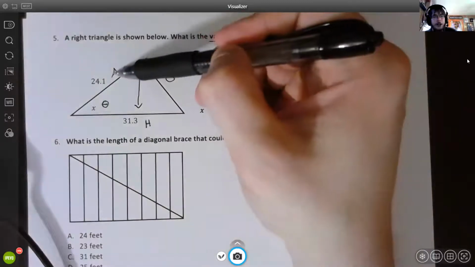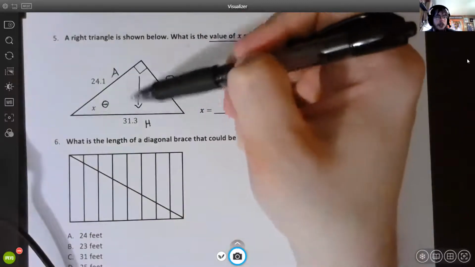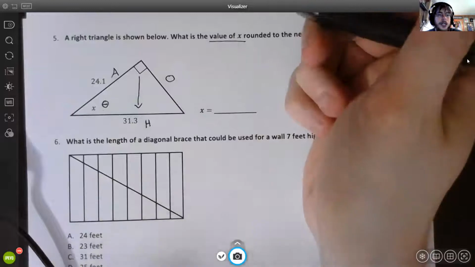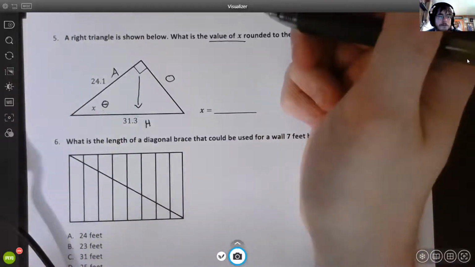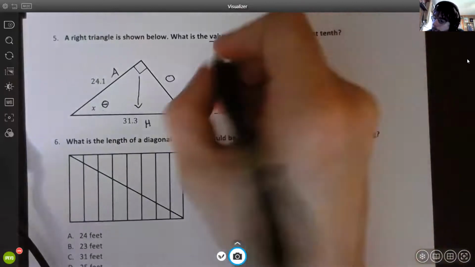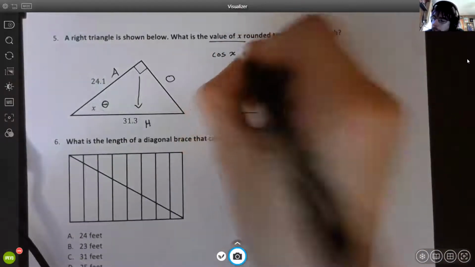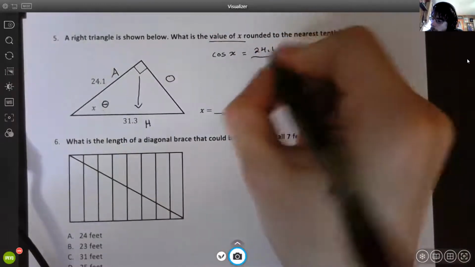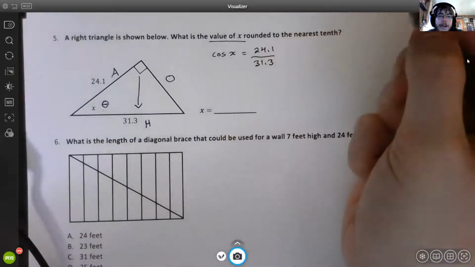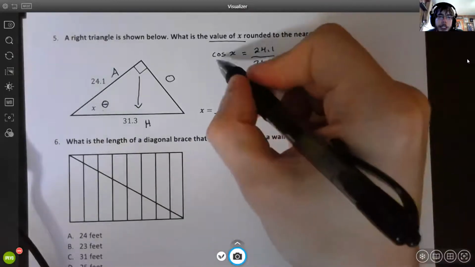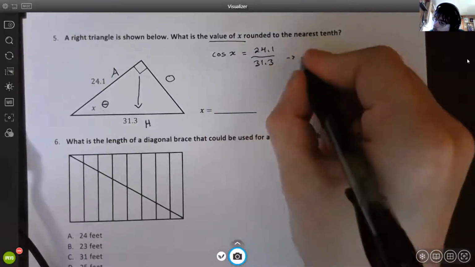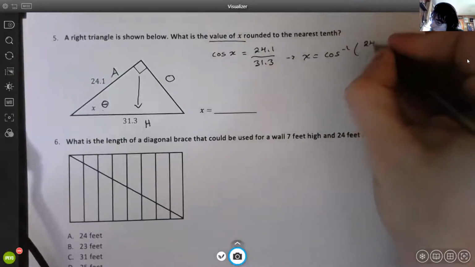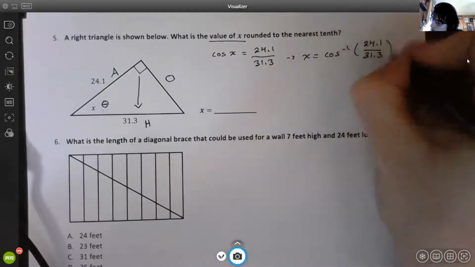So we have our adjacent side and hypotenuse. So in order to find what x is, we need to use the trig ratio that deals with A and H, and that would be cosine. So cosine of x is going to equal A over H, so 24.1 over 31.3. Since we're trying to find an angle here, we need to use the inverse trig ratio. So we take the inverse cosine of 24.1 over 31.3.